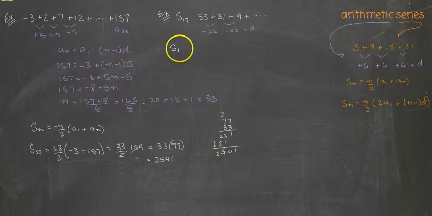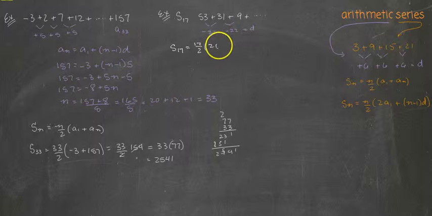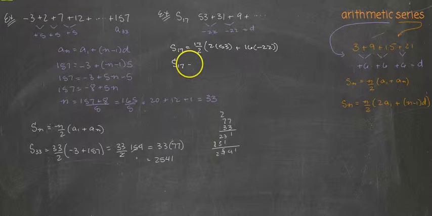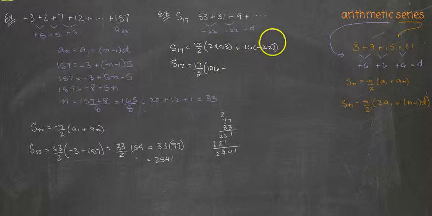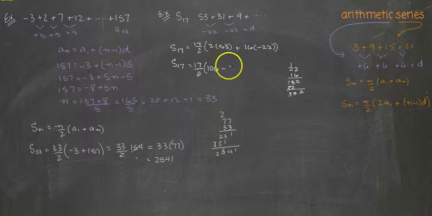I'm looking for the sum of the first 17 terms, and that's n divided by 2 times 2 times my first term plus 17 minus 1, which is 16, times D. Now just pluggy chuggy. 17 halves times 106 minus 22 times 16, which is 352.